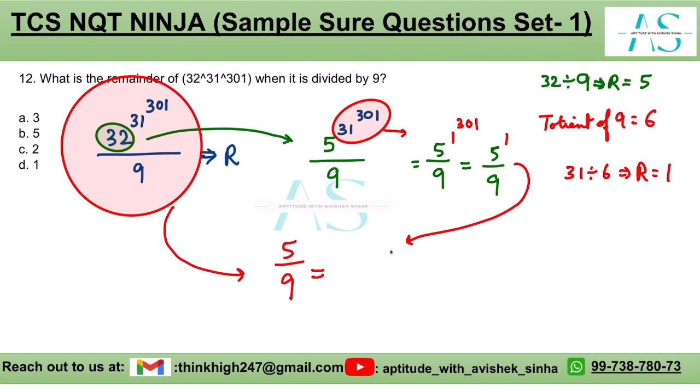Now tell me quickly, what is the remainder? What do you see as the remainder? You see the remainder as 5, and that is my correct fit.